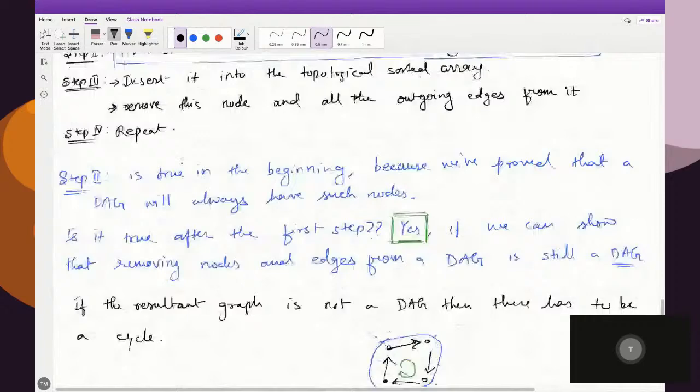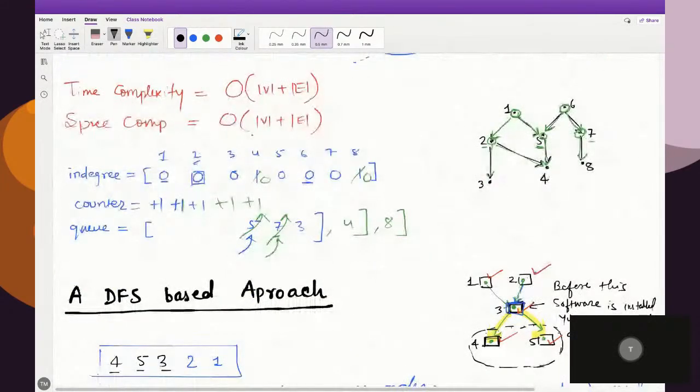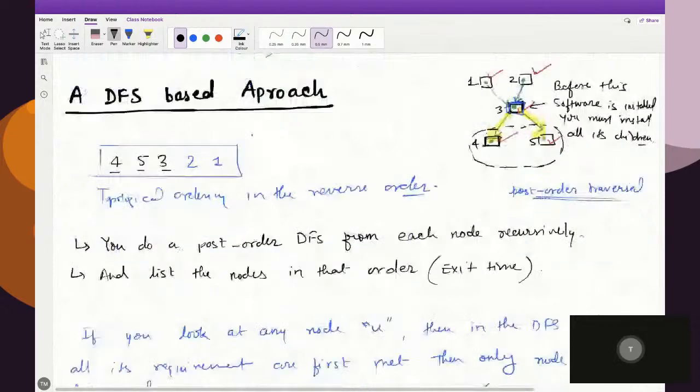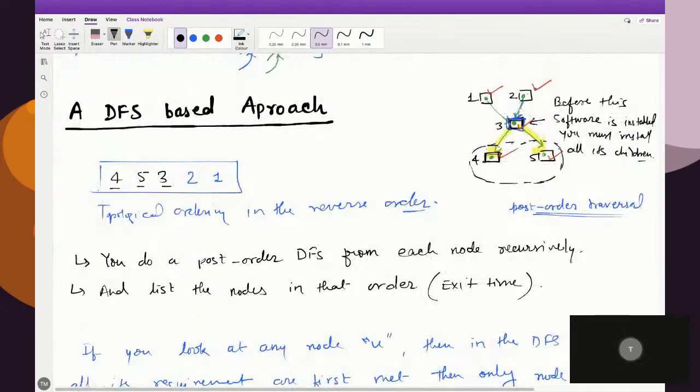So the resulting order that we get is a topological sorting. We saw that the time complexity is linear for this algorithm. Then we also saw that we can do a DFS based implementation of this. And how do you do the DFS? You basically do post order traversal. Whenever you are at a node and you want to do DFS, you list the nodes from all the children that it has first, and then after everything is over, you mark that node in the DFS order. So why does this work?